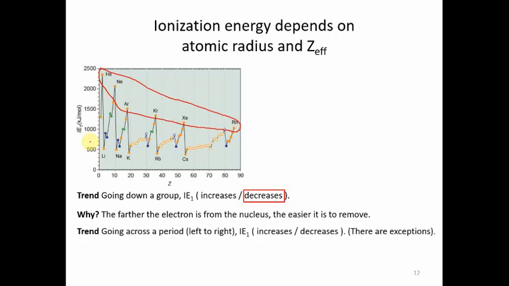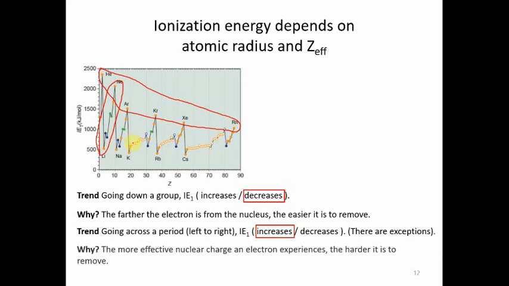Another trend that we see is that going from left to right, the ionization energy increases. And to see that, you want to look within a given period. Now, there are exceptions to that, and the reason for those exceptions we're not going to go into great detail about. Let's talk more about the rule right now.